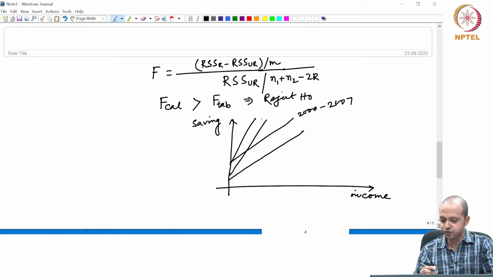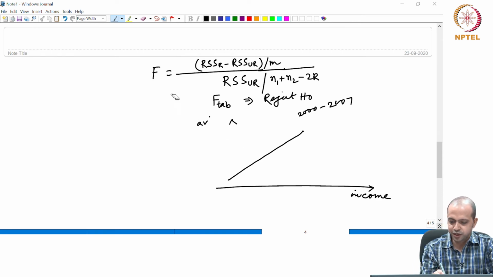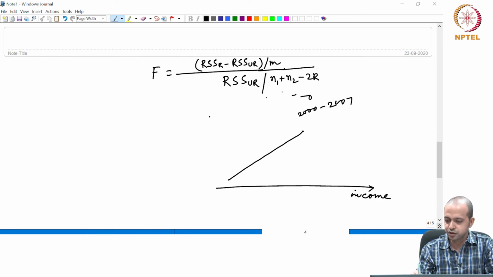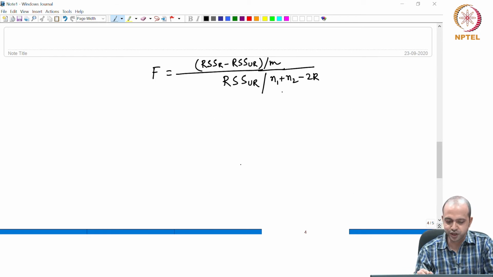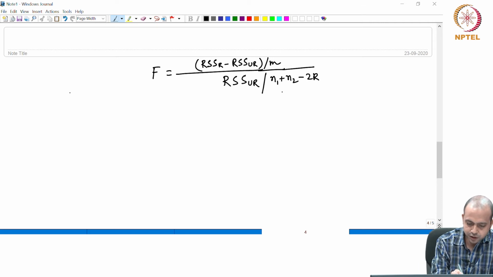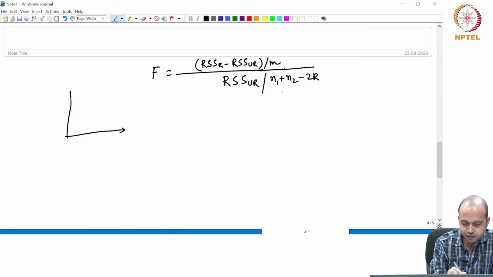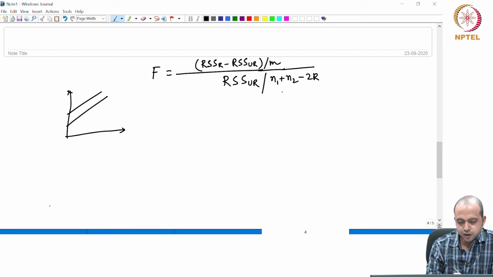So, let me draw 4 diagrams here representing 4 possible cases. Let us say this is case 1, where there is a change in only the intercept, but there is no change in slope. This is income and saving.